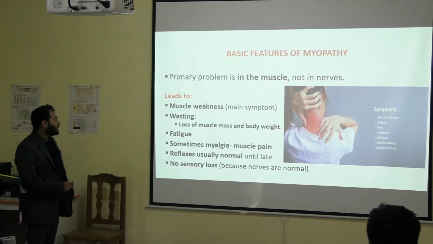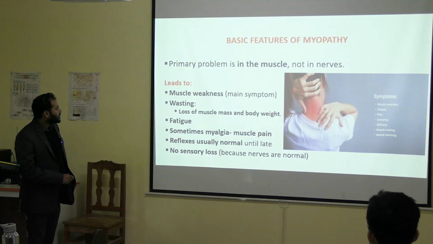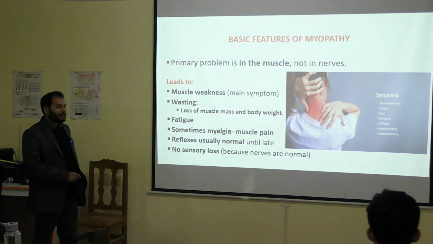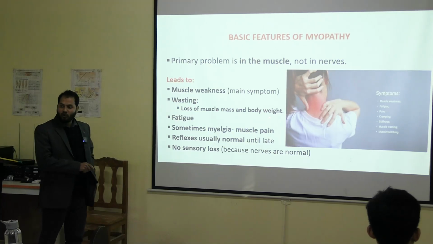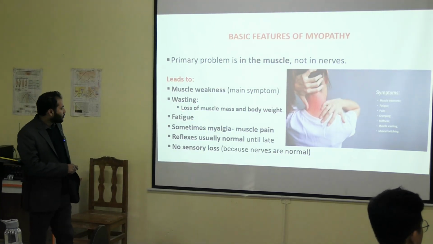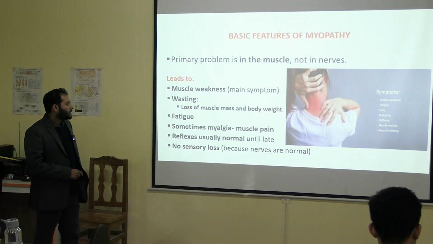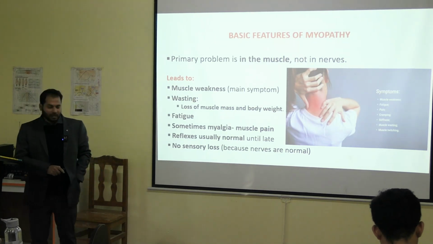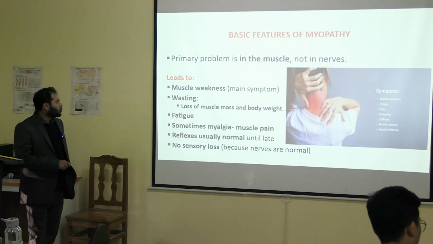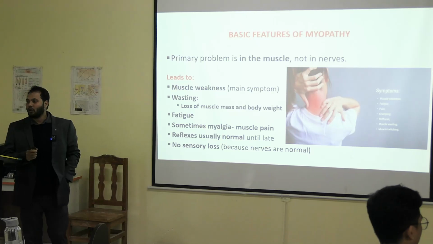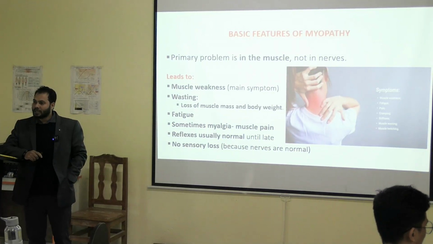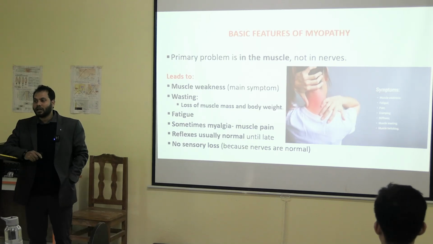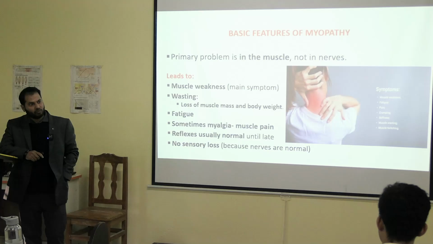So myopathy leads to muscle weakness and wasting. Wasting means the loss of muscle mass and body weight. Along with this, we can see fatigue. Sometimes we also can see muscle pain. These are the most common features of myopathy, right? Now, for skeletal muscle abnormality, there are many causes that we will explain one by one, right?